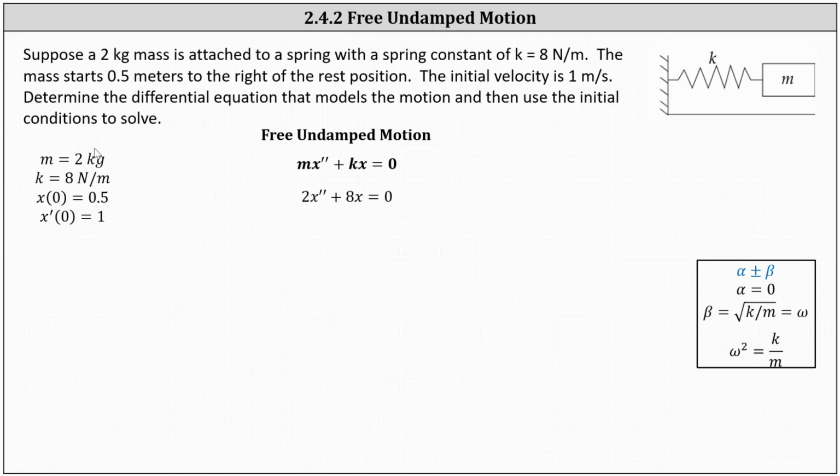So the given information is the mass is 2 kilograms, k is equal to 8 newtons per meter. The initial position, x sub 0, is equal to 0.5, because the mass starts at 0.5 meters to the right of the resting position. x is positive to the right of the resting position, x is negative to the left of the resting position. The initial velocity is 1 meter per second, giving us x prime of 0 equals 1. Because m is 2 and k is 8, we have the differential equation 2 x double prime plus 8 x equals 0.